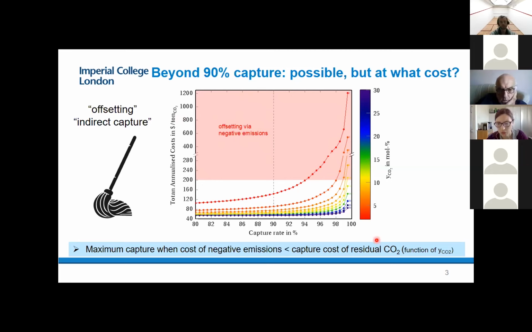Hassan's asking, which solvent do you use for capturing? Is it a physical or a chemical solvent? So I'm using a chemical solvent, which is the literature benchmark of 38% MEA. However, my model is able to replicate any solvent, really.